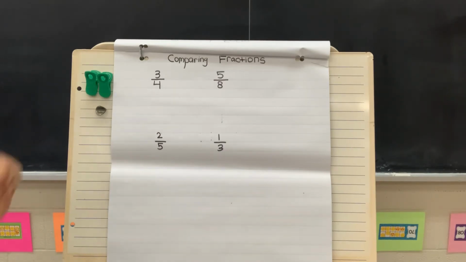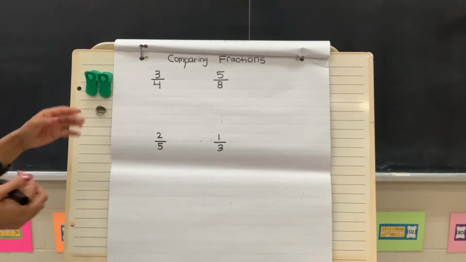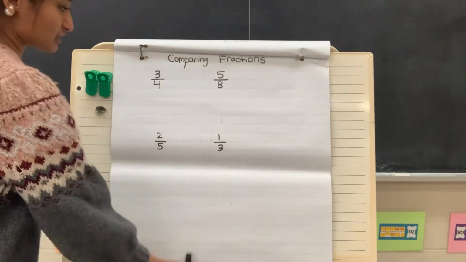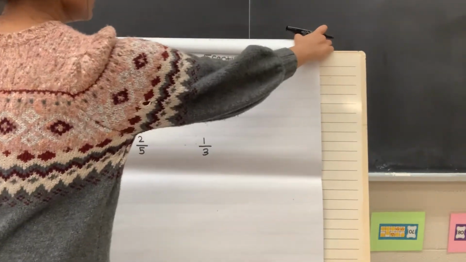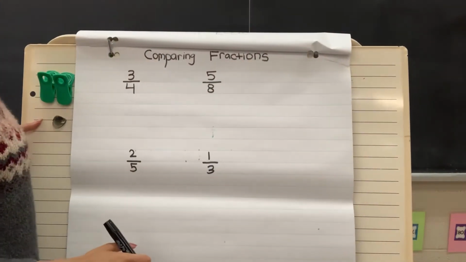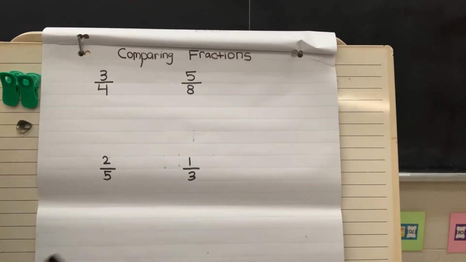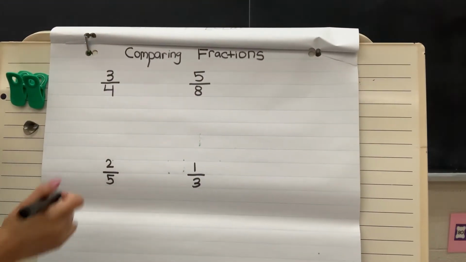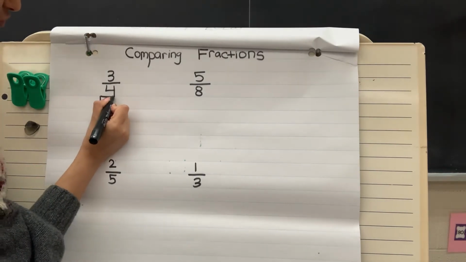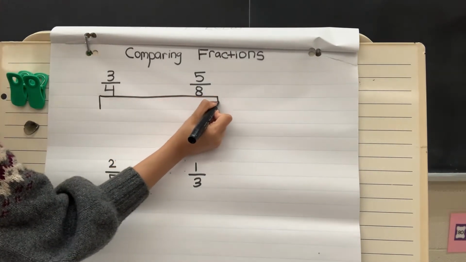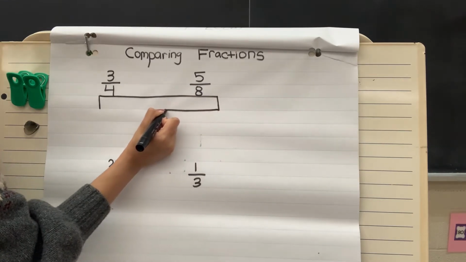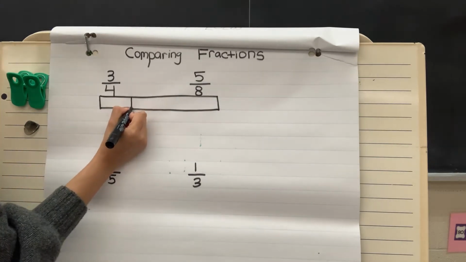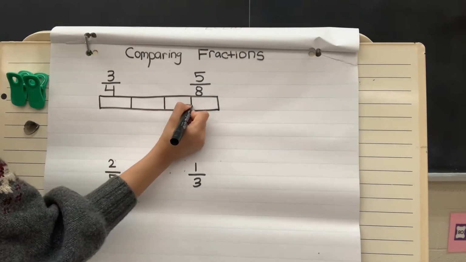So I'm going to draw a bar. I'm going to draw two bars actually. And we're going to find out which one is bigger. So I'm going to move this closer so we can see better. Okay, here we go. So I'm going to draw. My first bar will be for 3 over 4. Okay, so I have 1, 2, 3, and 4.